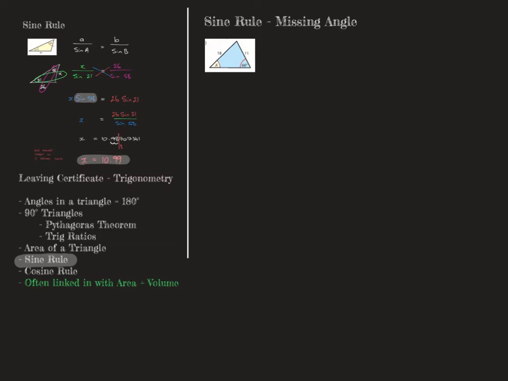Okay, so we're going to start this one here, which is fine. You're using the sine rule to find the missing angle. This was the last one we did, which was the sine rule to find the missing side. And now we're moving on to the sine rule to find the missing angle.